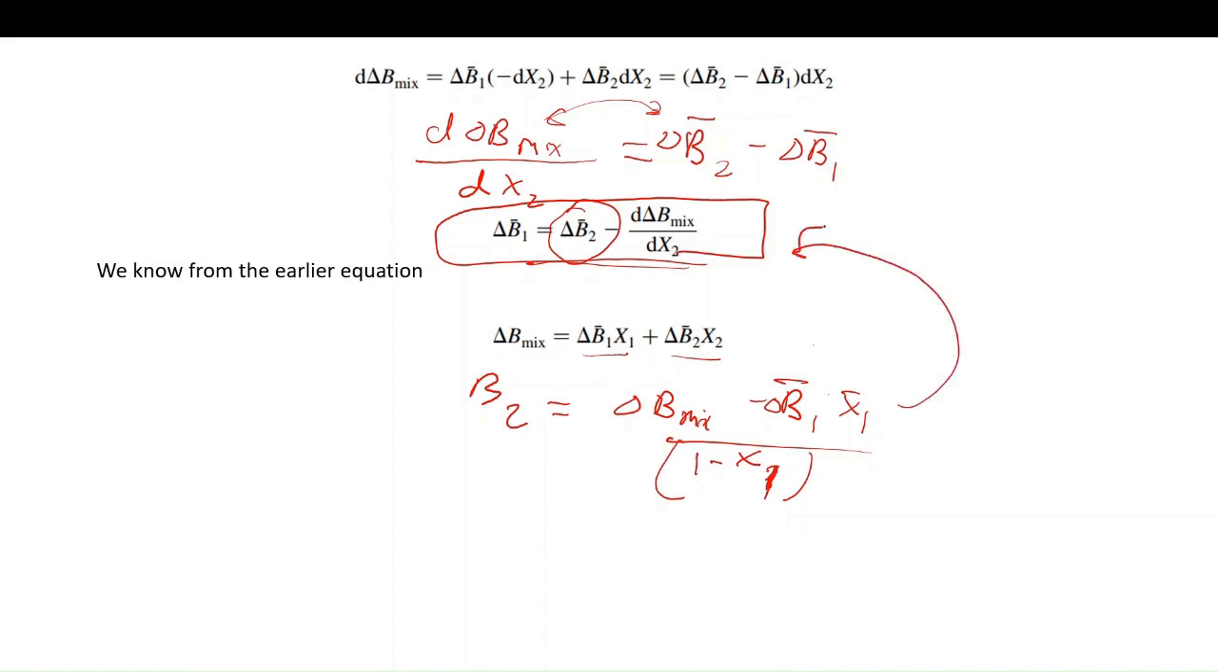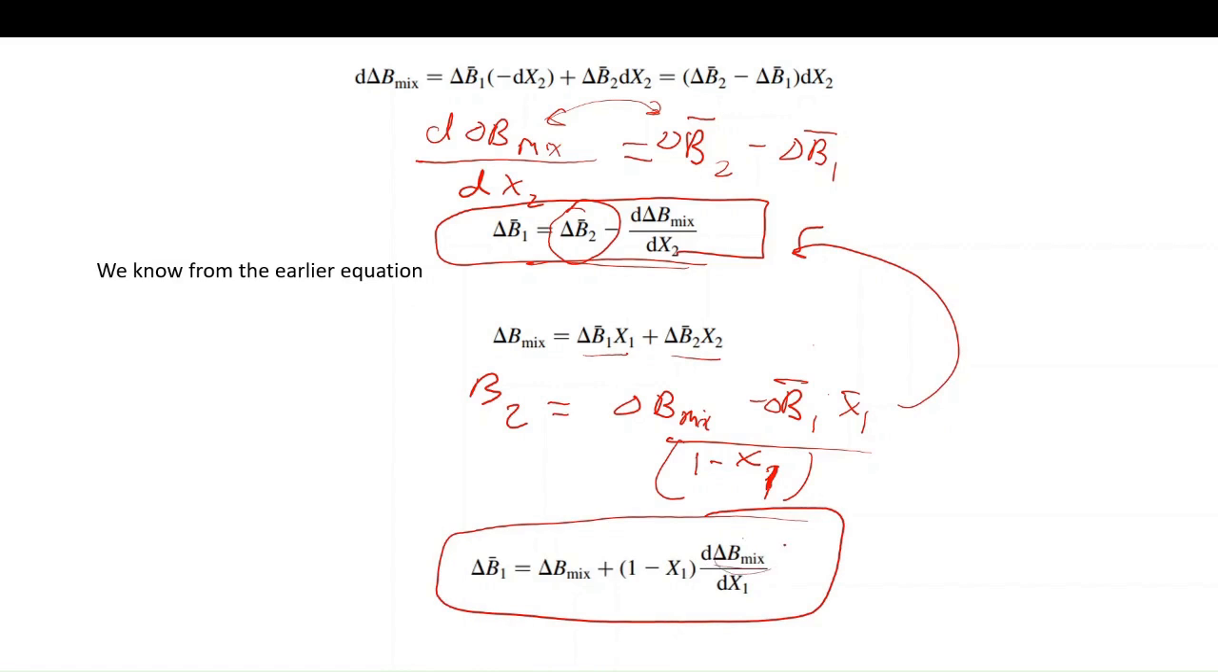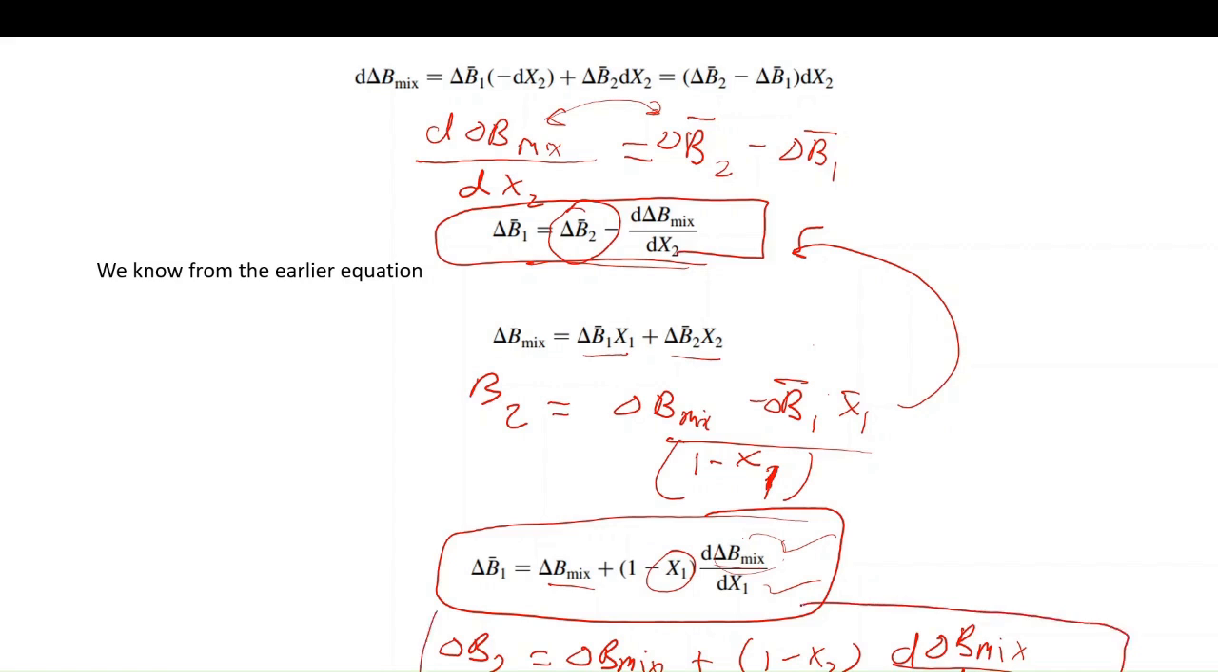Similarly, when I substitute this value of B2 in the earlier equation, I obtain this. So we know the delta B mix, we know the species x1 which is present, and from this we can find the partial molar quantity. Similarly, by the same logic for B2, it will be delta B mix plus 1 minus x2 times d delta B mix upon dx2. When you add these bar quantities, that will give you the total delta B mix. From this we have found the individual molar quantities present inside the total system containing B1 plus B2 atoms.